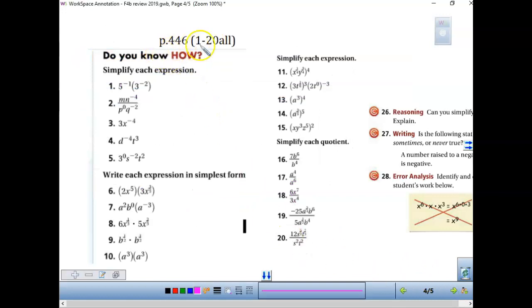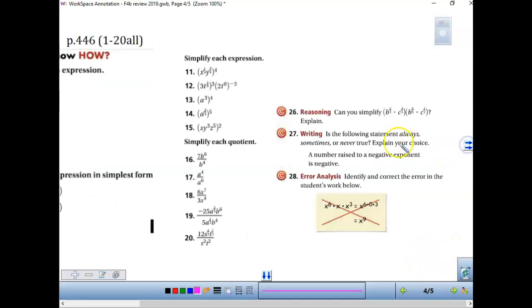So your homework tonight is on page 446. It's 1 to 20 all. But I do want you to take a look up here. I have questions 26, 27, 28. So up on the board I have 1 to 20 plus 26, 27, and 28. So we're not doing the 21 to 25 that are on that page.